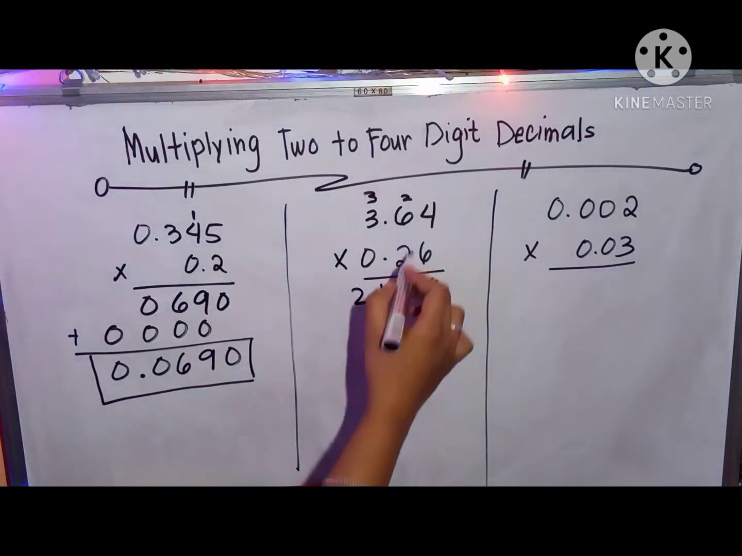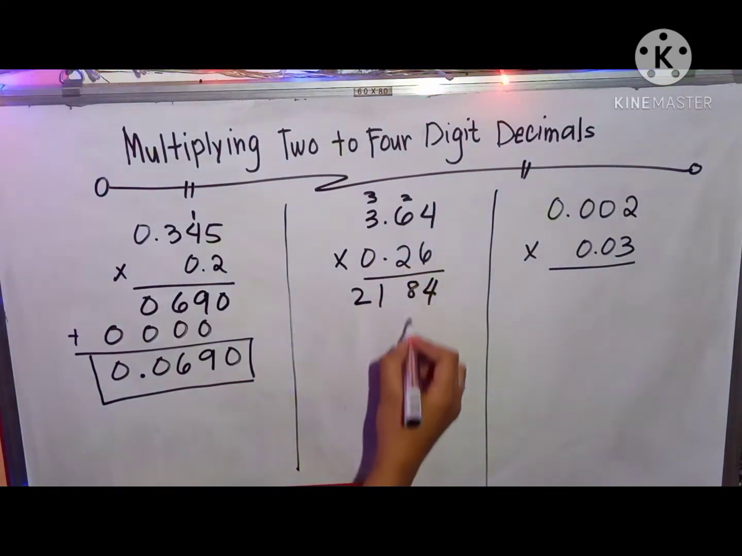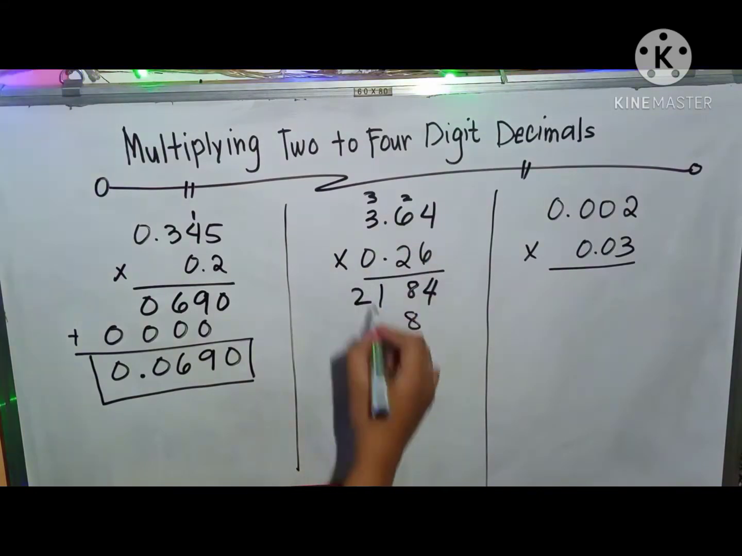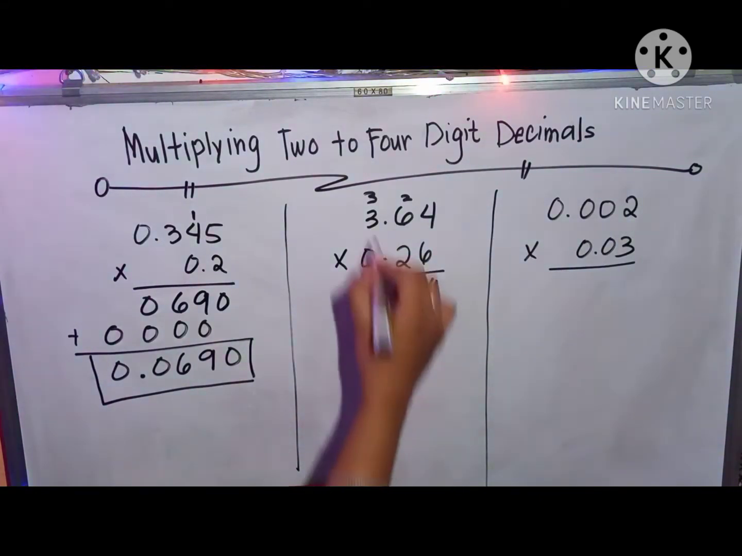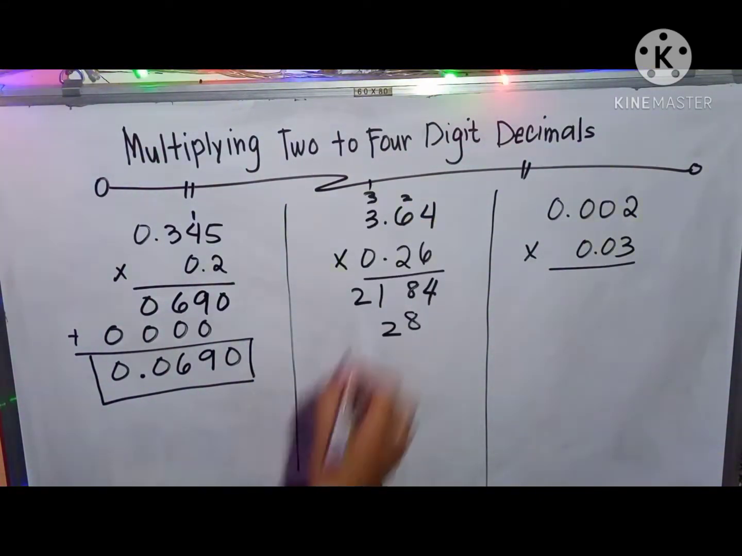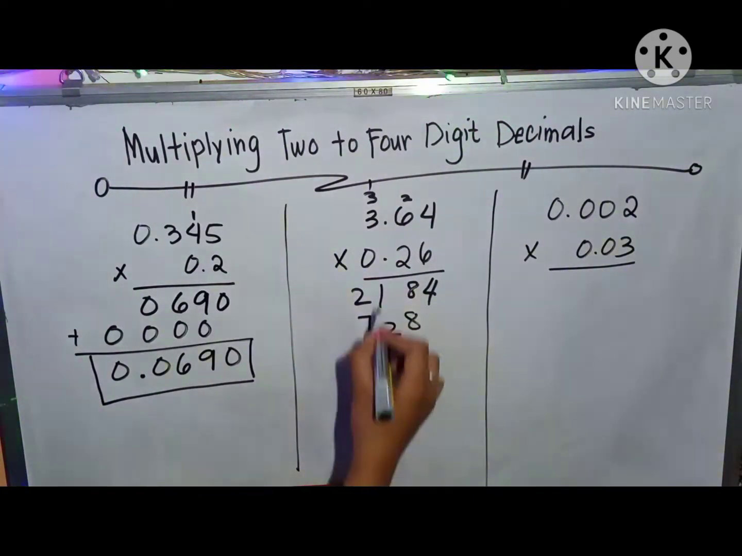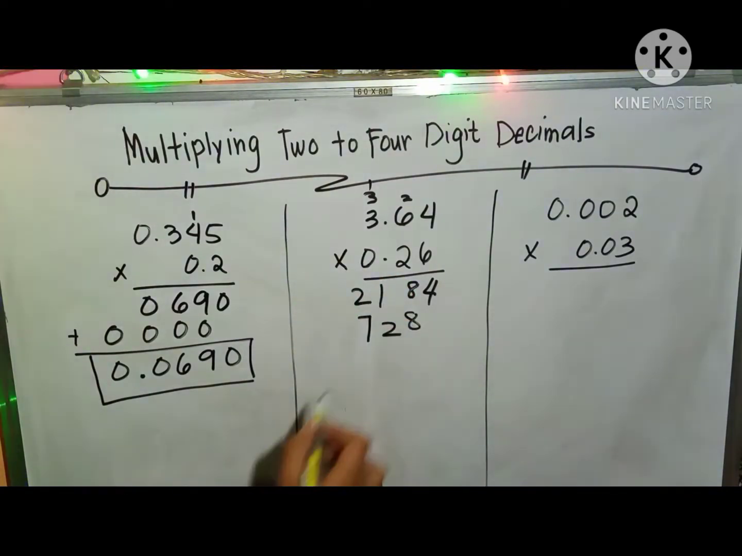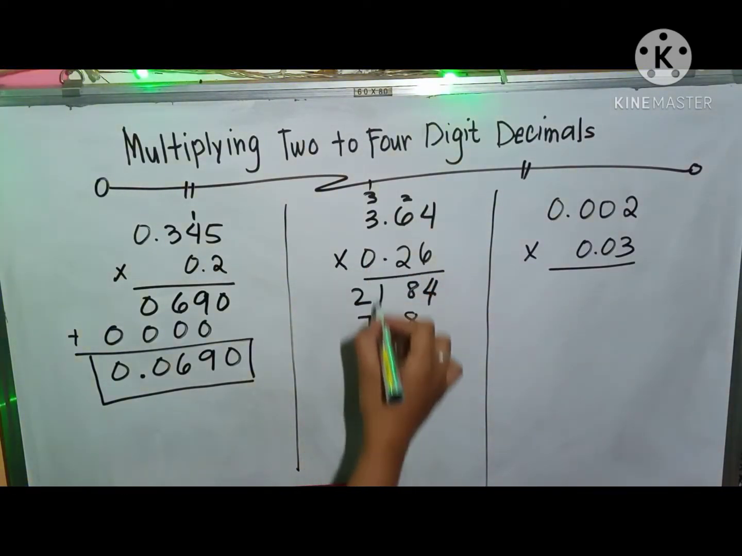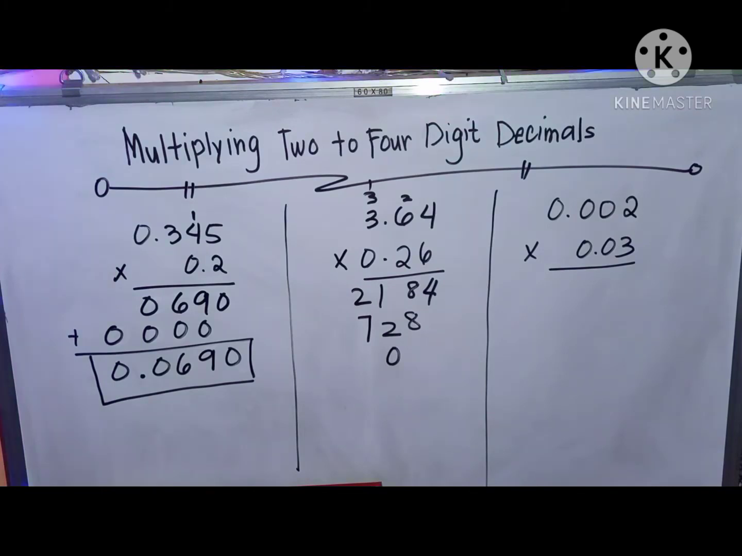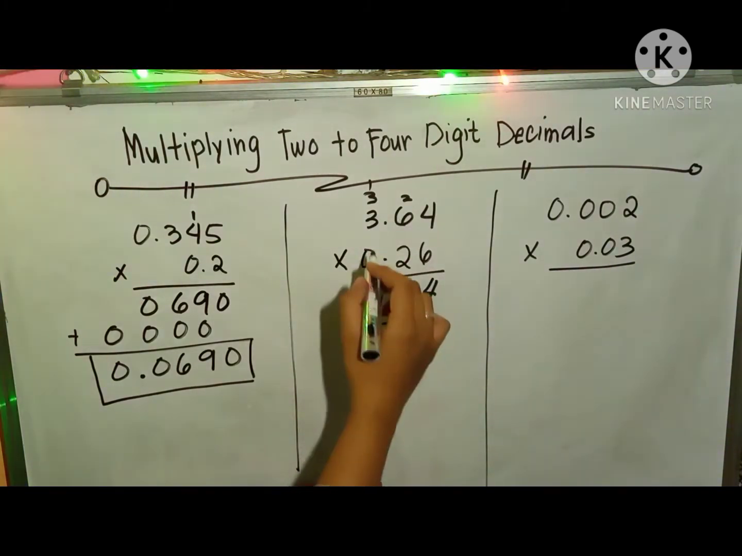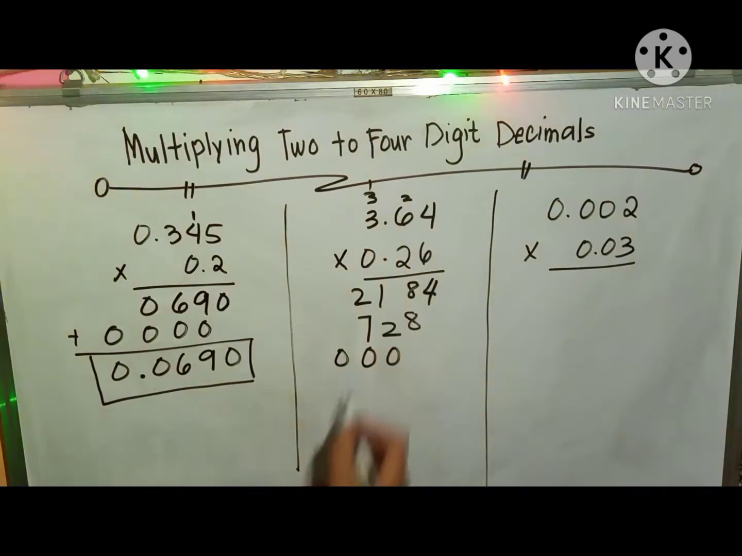Okay, now, gamitin naman natin si 2. 2 times 4 is equal to 8. Isulat natin sa katapat ni 2 dahil sa kanya natin minultiply. 2 times 4 is equal to 8. 2 times 6 is equal to 12. Carry 1. 2 times 3 is equal to 6. Plus 1 is equal to 7. Then, di pa tayo tapos dahil meron pa tayong 0. So, 0 times 4, isulat naman natin sa tapat ni 0, is equal to 0. 0 times 6 is equal to 0 pa rin. And then the last, 0 times 3 is equal to 0.